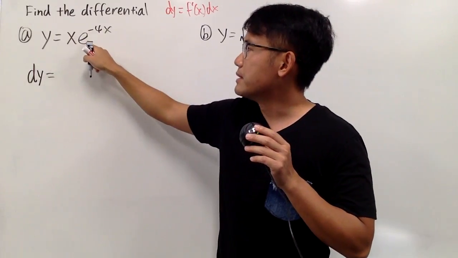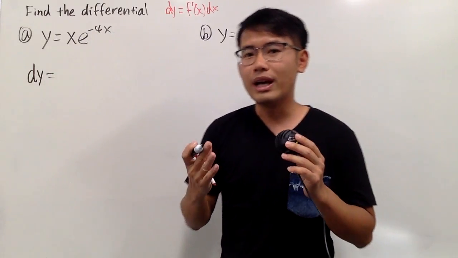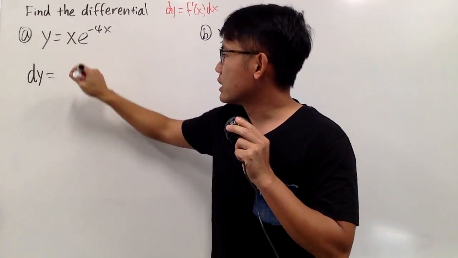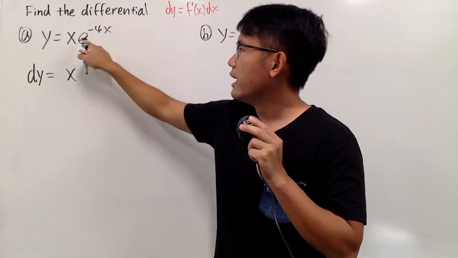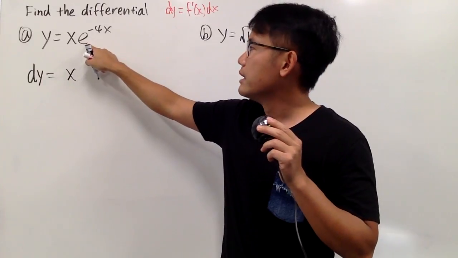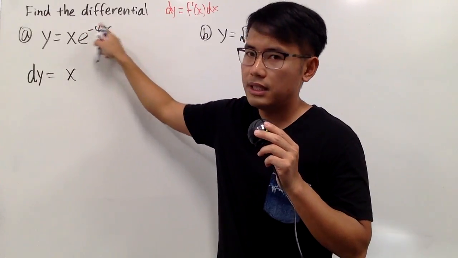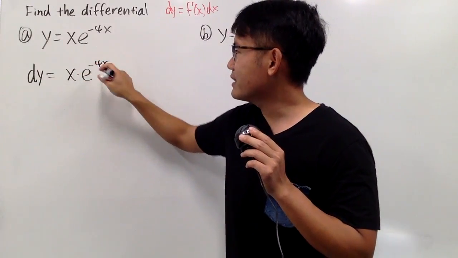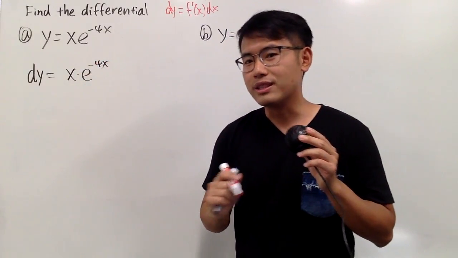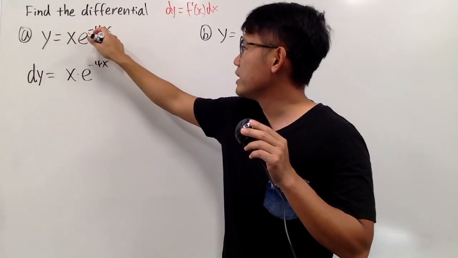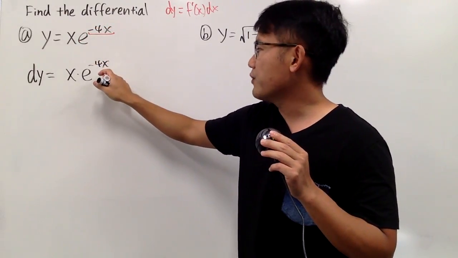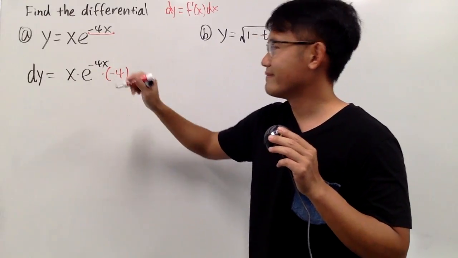This is x times e to the negative 4x. So we have to use what? The product rule, right? So we will keep the first function, namely x, and then the derivative of the second, e to the negative 4x. This part repeats first. So we multiply by e to the negative 4x, but the chain rule says we have to multiply by the derivative of the inside. Derivative of negative 4x is just negative 4, so multiply by negative 4 here.